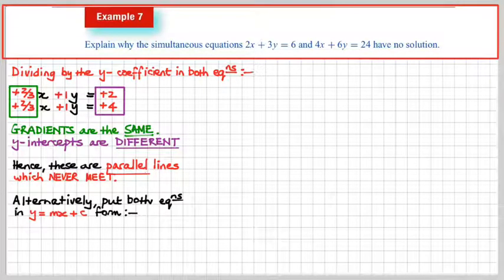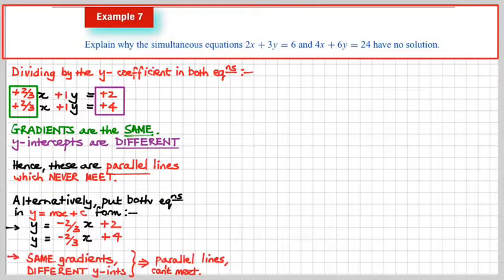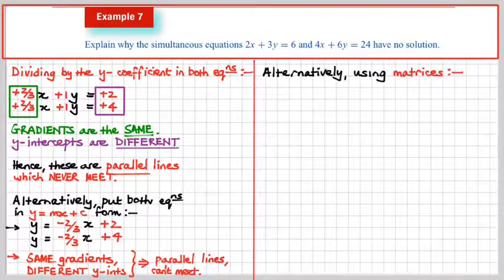Bingo! Alternatively, if you put both equations in y equals mx plus c form, just to make it a bit easier to see, you get that, and you get that, which gives you a very obvious answer. See, same gradient, different y-intercepts, yeah? So parallel lines, they can't meet.